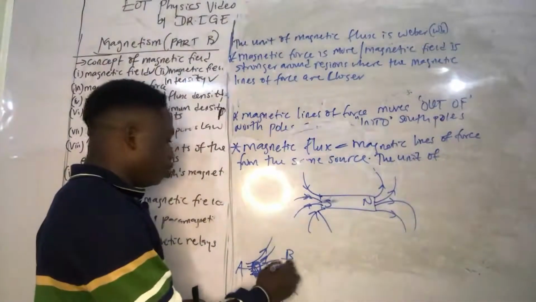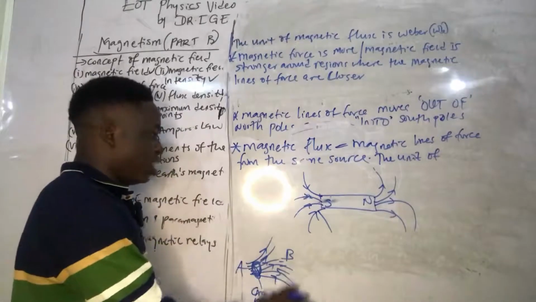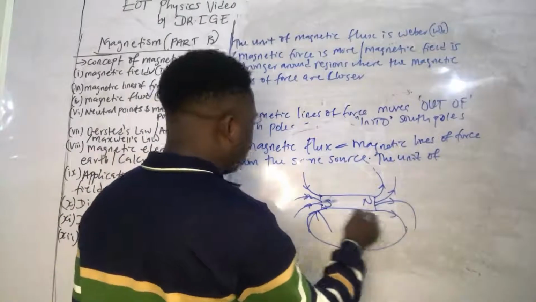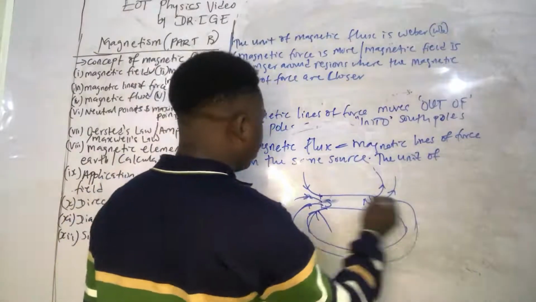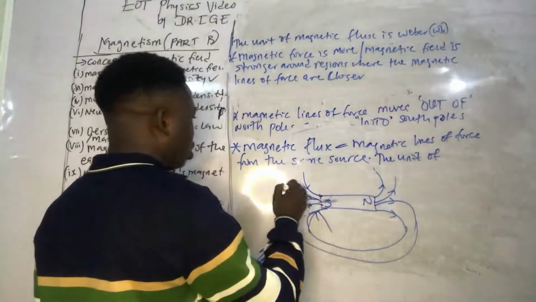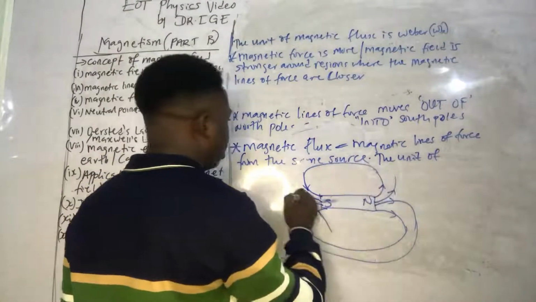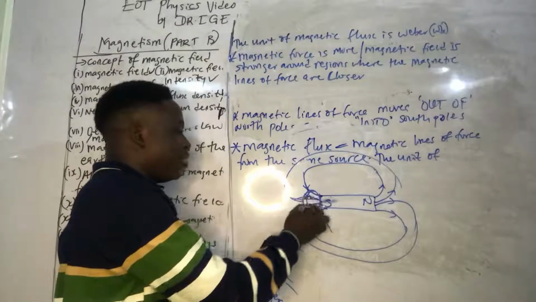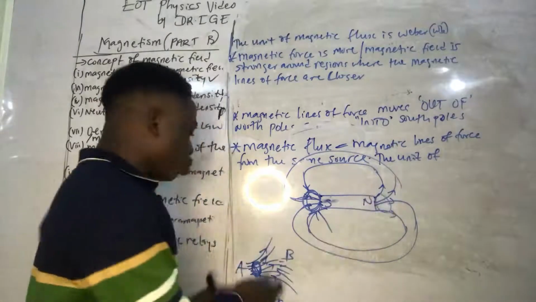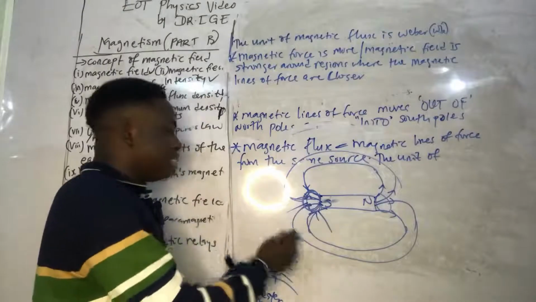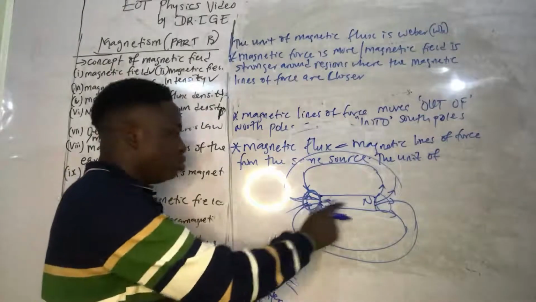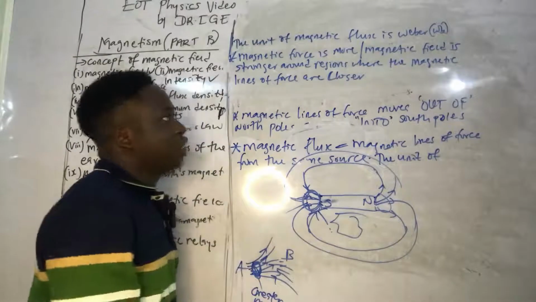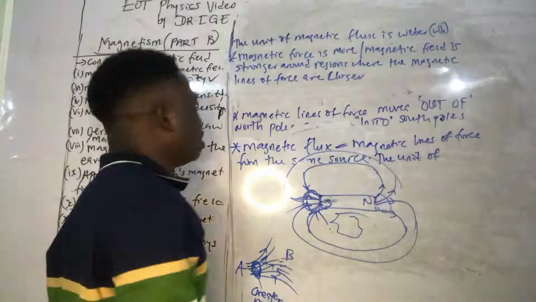You understand? Compared to the other place where they are spaced. Imagine this is a complete magnet, like the way you see it in the prepared diagrams. You can look at the magnetic lines of force, they are more concentrated at the poles. So that's why the magnetic force, or magnetic field, is stronger around the poles than around the other parts of the magnet, just as I explained before. Please have that in mind.